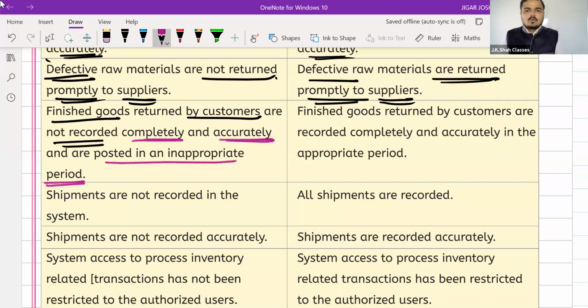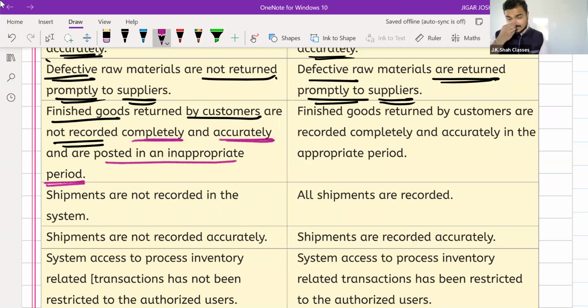Sir, we want control of this. So how can it take control of this? Sir, finished goods returned by the customer must be recorded accurately, must be recorded completely, and must be recorded in an appropriate period only. Understood, my dear child? If goods are returned by the customer in the month of March, we will record it in the month of March only and not in the month of April.